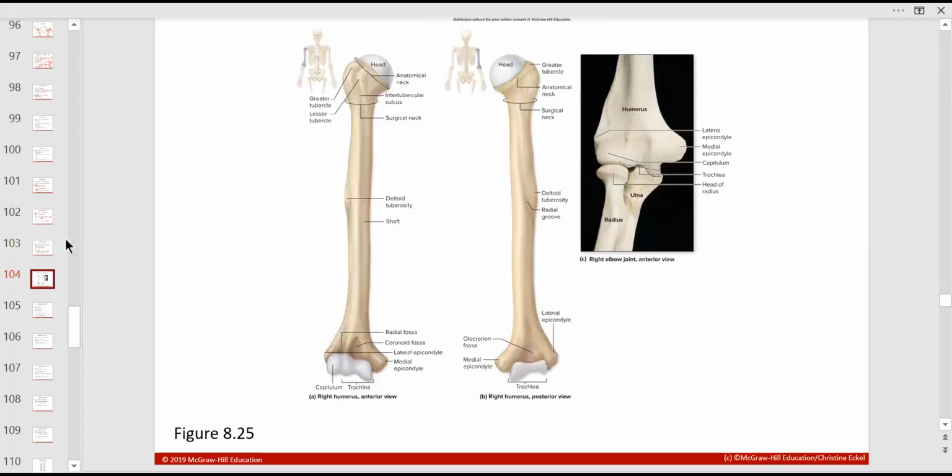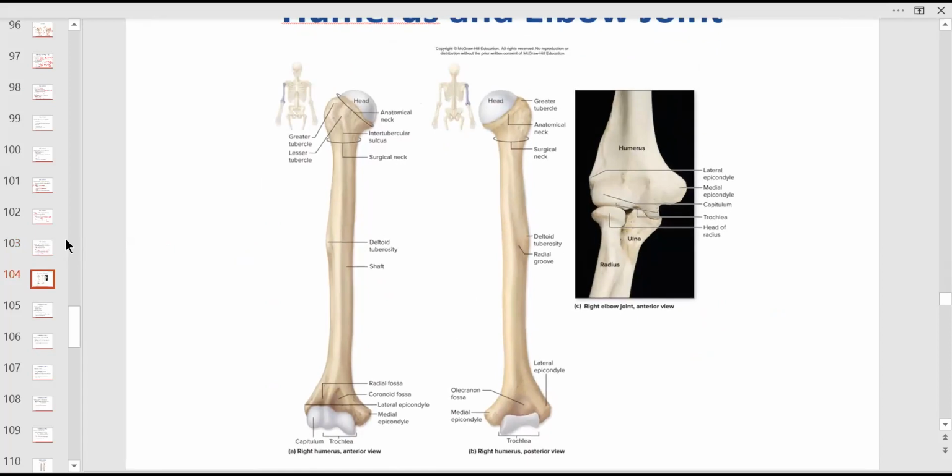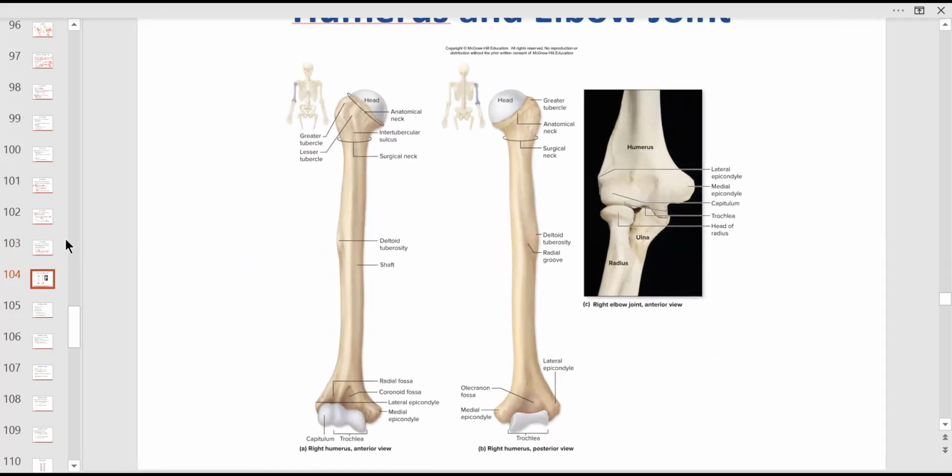So here is the humerus, and look at the pictures up here. This is the anterior view, and that's the right humerus. This is the posterior view, and still the right humerus. So let's look at anterior first. And this is where it gets confusing with the femur. Medial, you have the head, and the head is what's going to articulate with the glenoid cavity of the scapula, on the right and left.